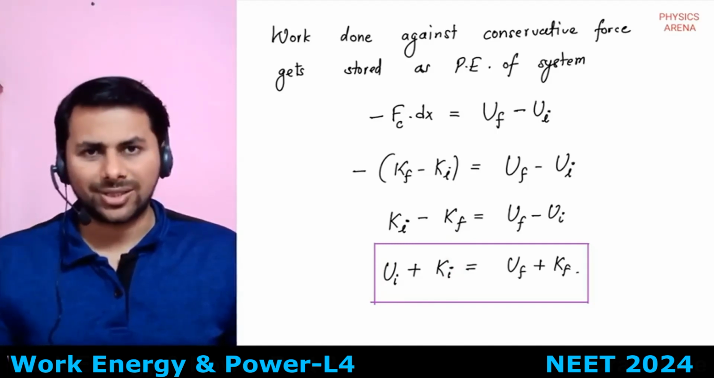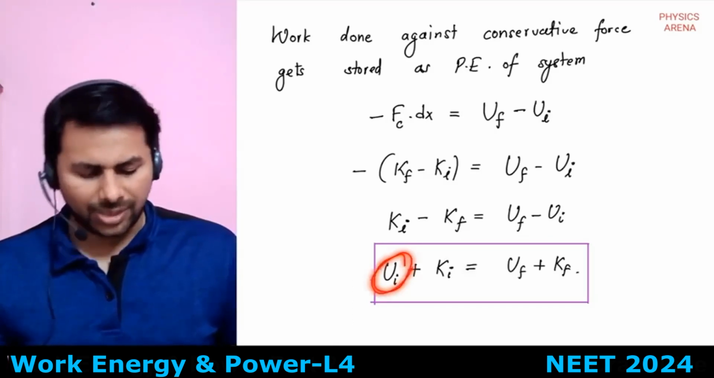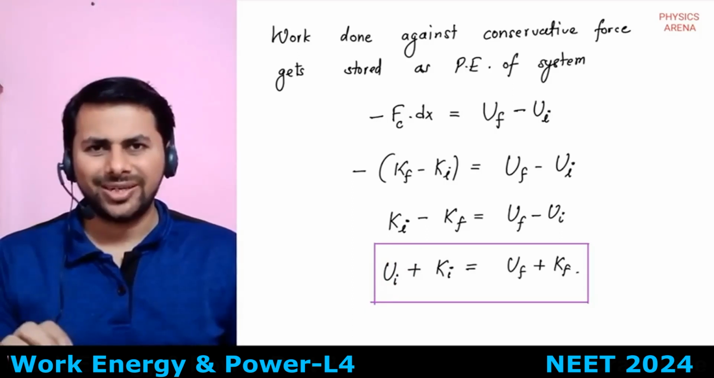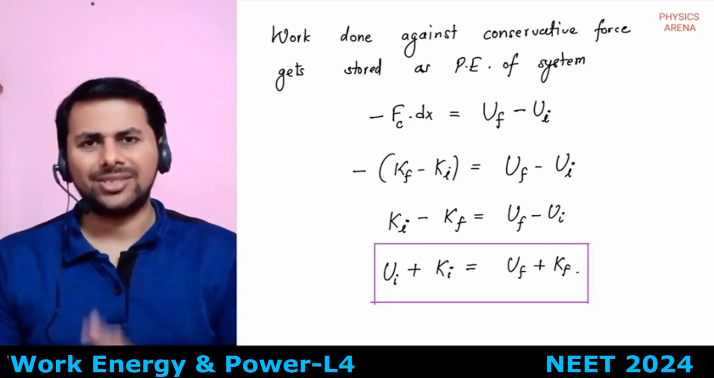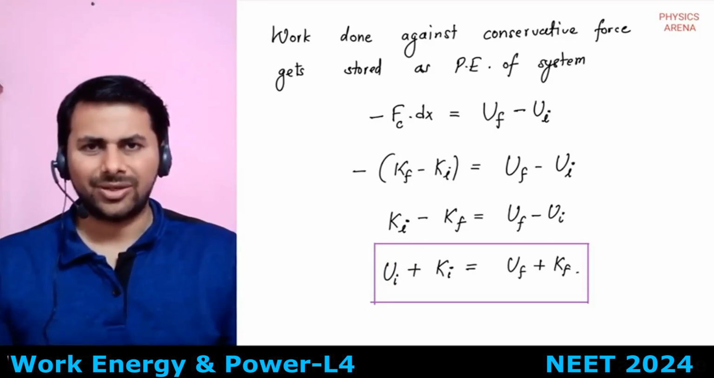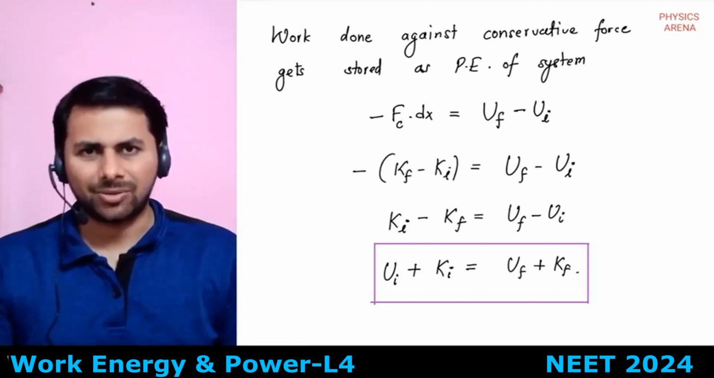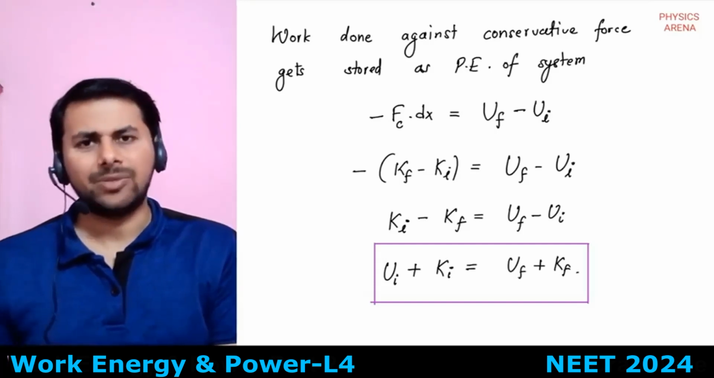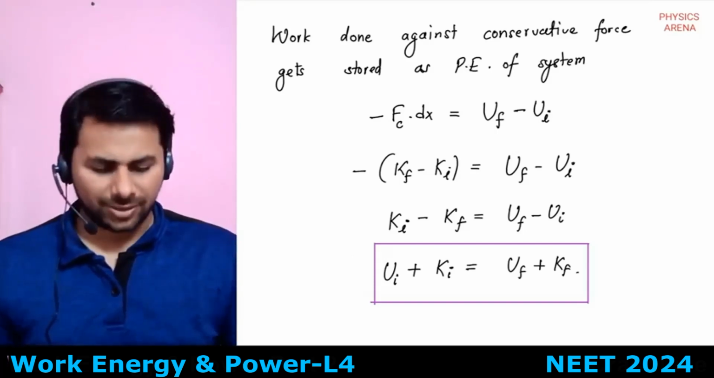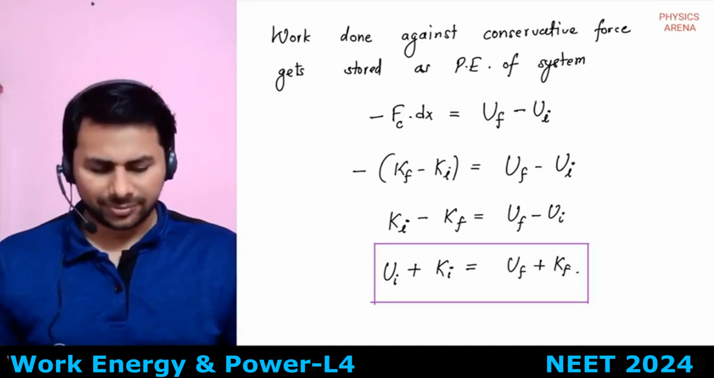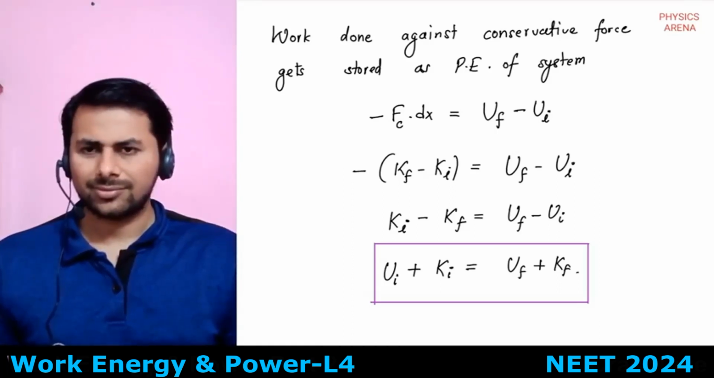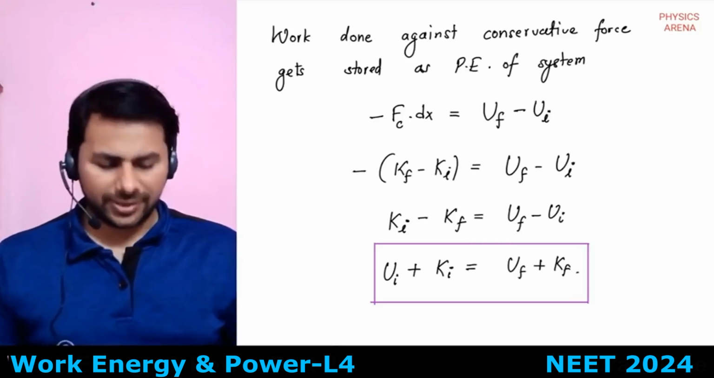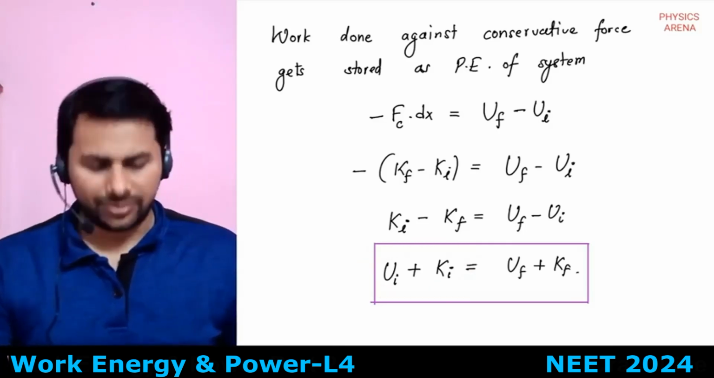But when will it remain constant? When we can define the potential energy. And when can we define the potential energy? When the body is acted upon by a conservative force only. So if there is only a conservative force acting on a body, then the sum of its potential energy and kinetic energy remains constant. Okay, clear? If there is friction, etc., there will be losses and this will not hold.